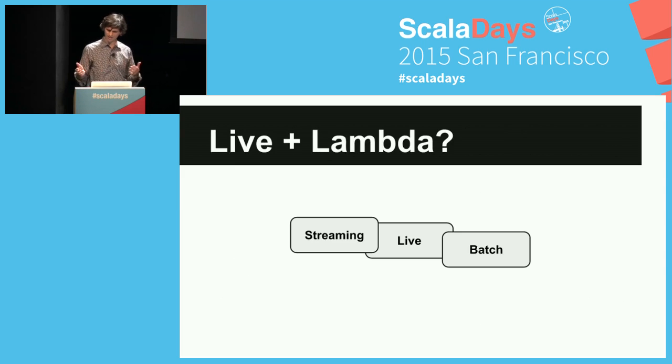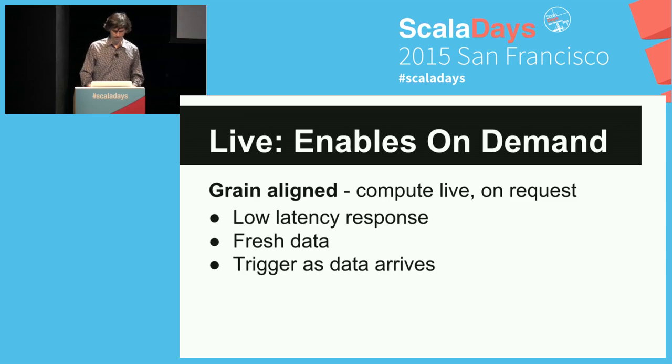So how does this live layer fit in? We've got a streaming layer, a batch thing, and live. How does it elbow into the picture? Well, the first thing to understand is that the live layer enables fast on-demand processing. You saw me zoom around in the graph. If the data we're looking at is well aligned, you can do very fast processing, you can trigger it as data arrives, and you can do stuff interactively.